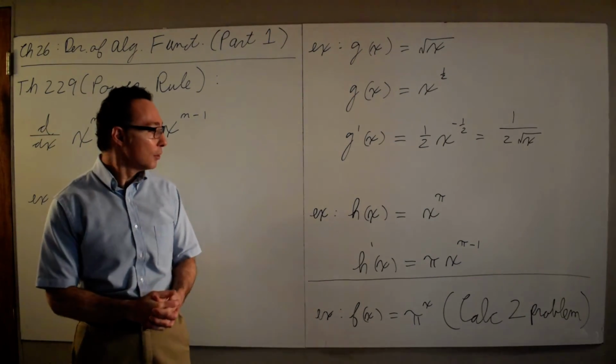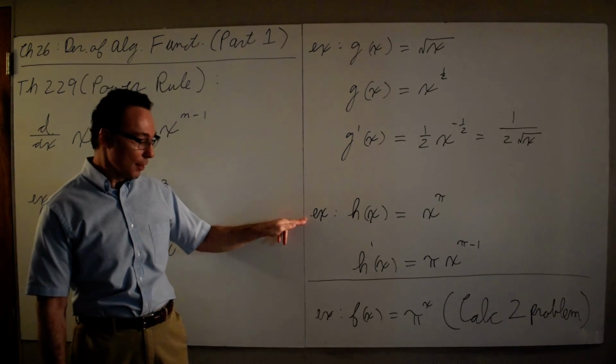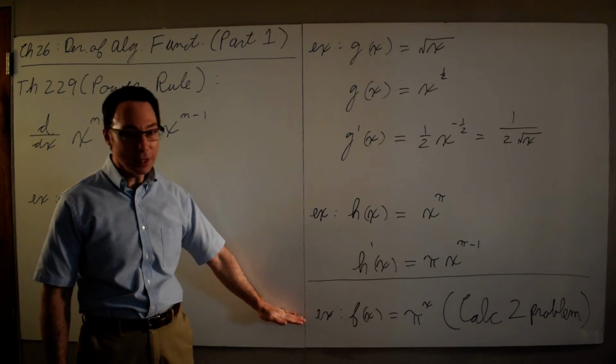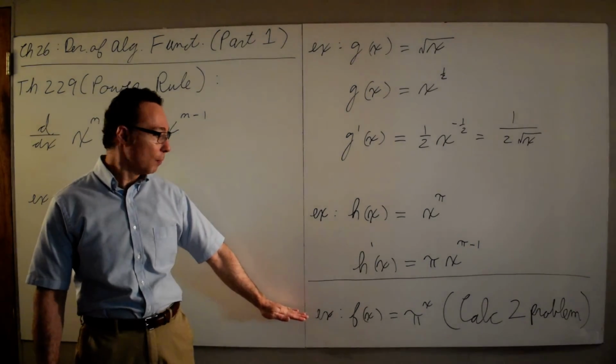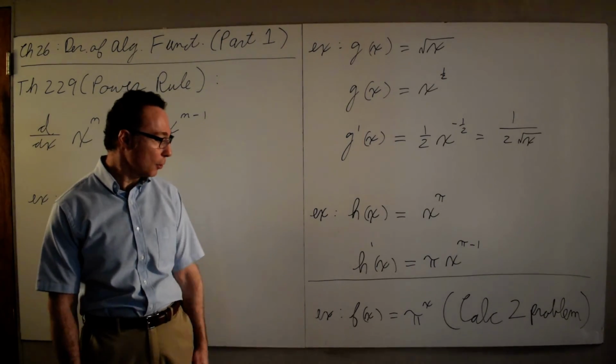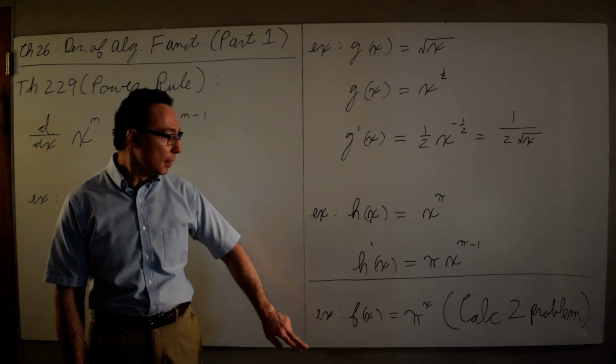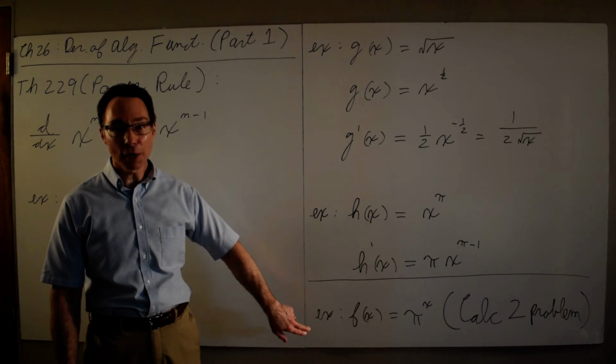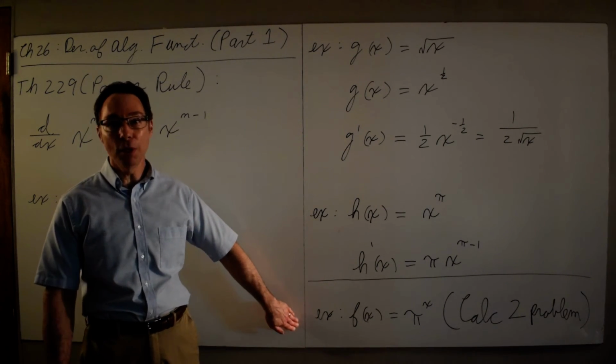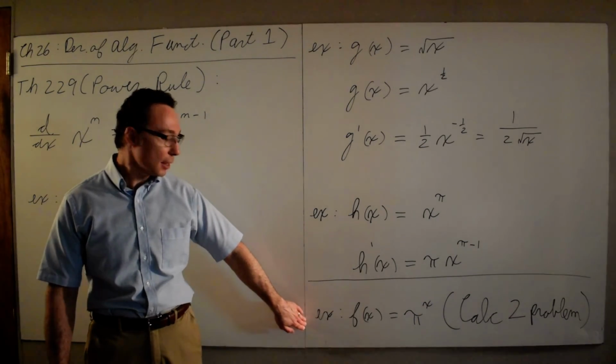Now, while I'm talking about x to the pi, I want to mention that pi to the x is an entirely different animal. This is a different type of function, and this is what we call an exponential function. And calculating the derivatives of exponential functions is something that we do in Calculus 2. So this is a Calc 2 problem.